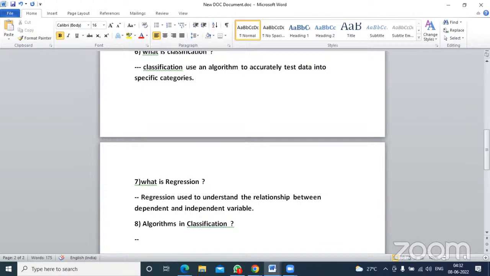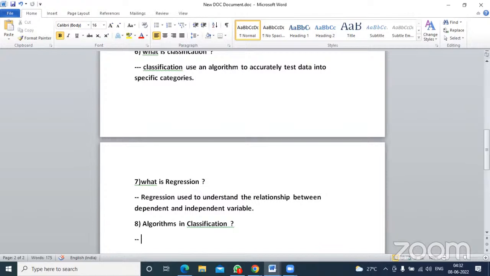Classification: naive Bayes, KNN, decision tree. Very good, Venki. KNN, naive Bayes, random forest. Anyone? SVM, yeah, DT, KNN, yeah.